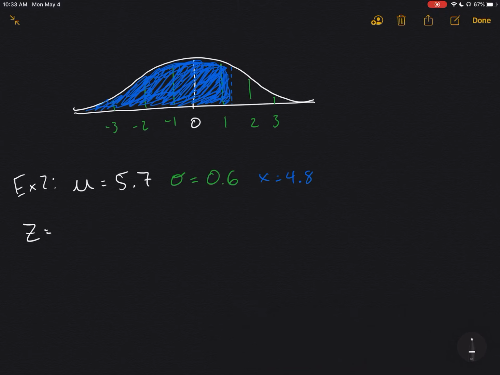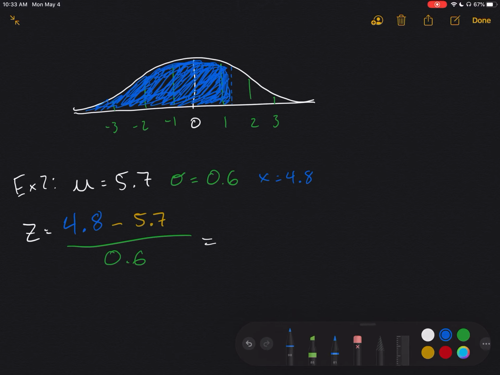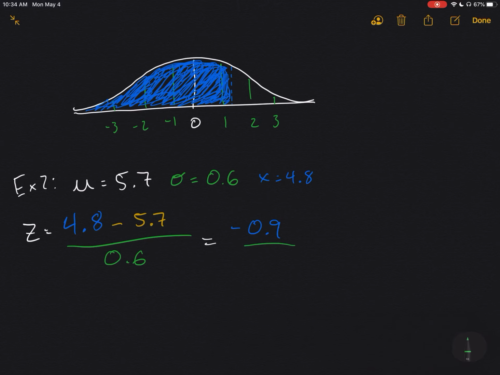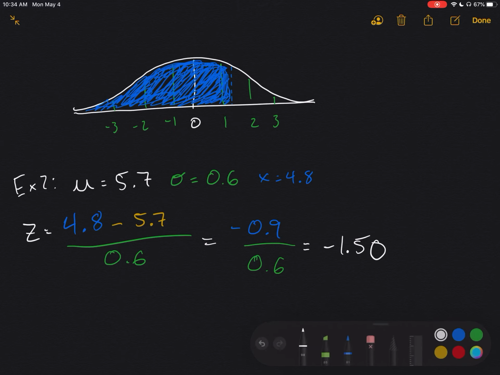So to find the z-score, I take my x value, which was 4.8. I'm going to subtract mu, which was 5.7. And I'm going to divide by the standard deviation, 0.6. Now I simplify. In the numerator, 4.8 minus 5.7 would be negative 0.9. So we can have negative, don't worry about that. And I'll divide by 0.6. If I'm not mistaken, this will be negative 1.5, but I'm going to check. That's correct. And so now our z-score is negative 1.50.